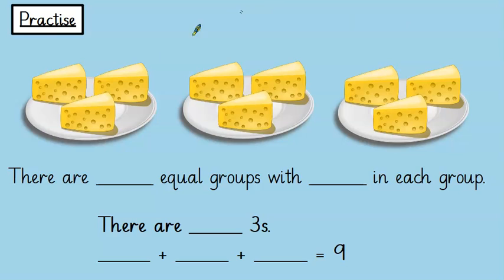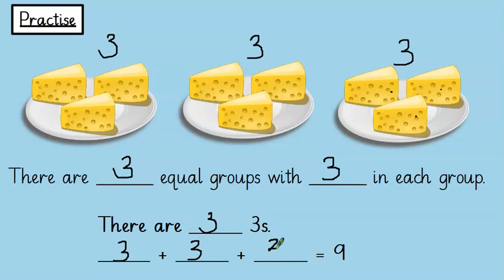How many groups are there? Well, I can see that there are 1, 2, 3 groups. There are 3 groups with 3 in each group. That means that there are 3 3s. Because there's a 3 there, there's a 3 there, and there's a 3 there. Can you see that? 1, 2, 3. There's 3 cheeses. There are 3 3s, which is the same as 3, add 3, add 3, which is equal to 9.